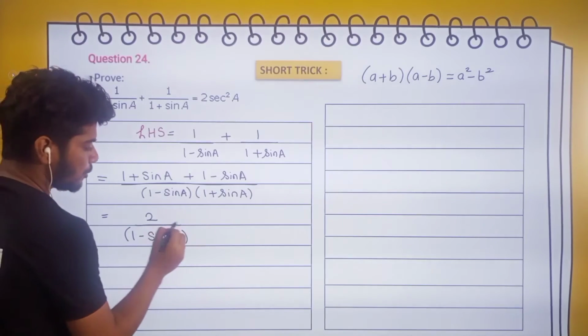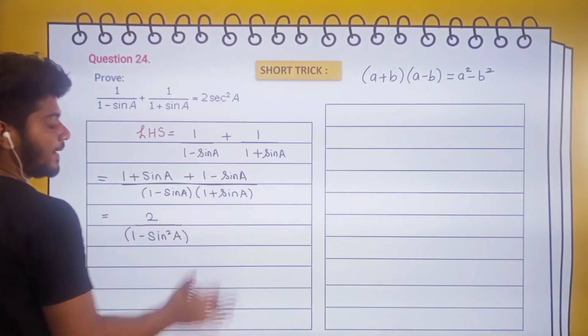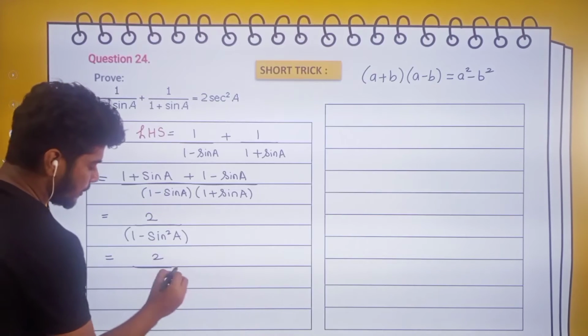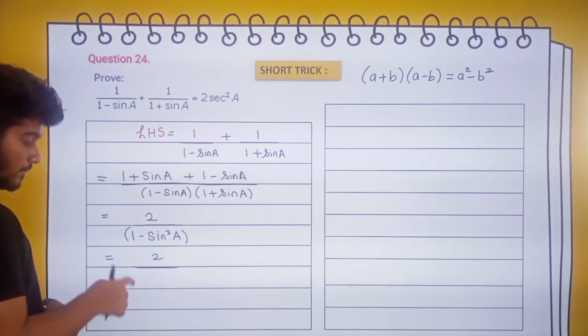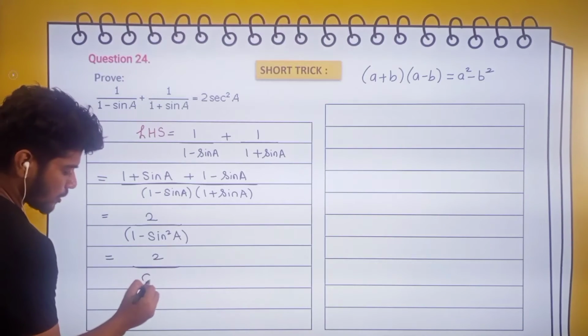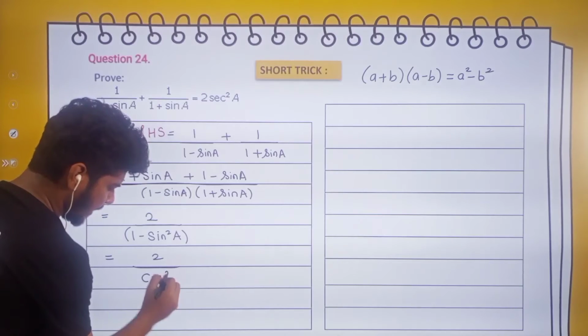By now at least you should know the identities. If you don't know the identities, you should revise the identities, write them 3 to 4 times so that it will be easier for you during exams. Okay, sorry. 1 minus sin square A is cos square A.